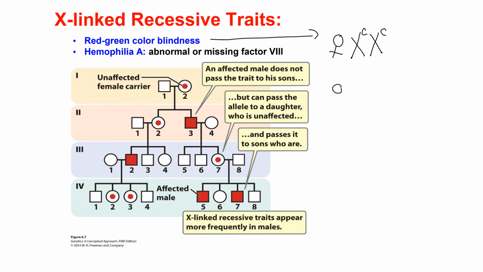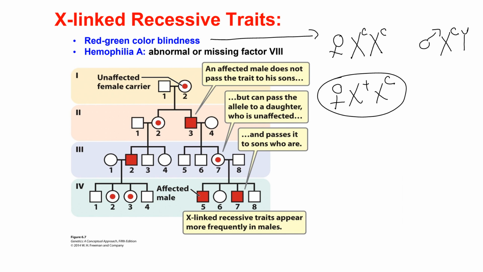For example, if she is heterozygous, she would have normal vision. However, since a male has only one X chromosome, one mutated allele is sufficient to code for color blindness. So more frequent appearance in males is one of the characteristics of X-linked recessive traits.